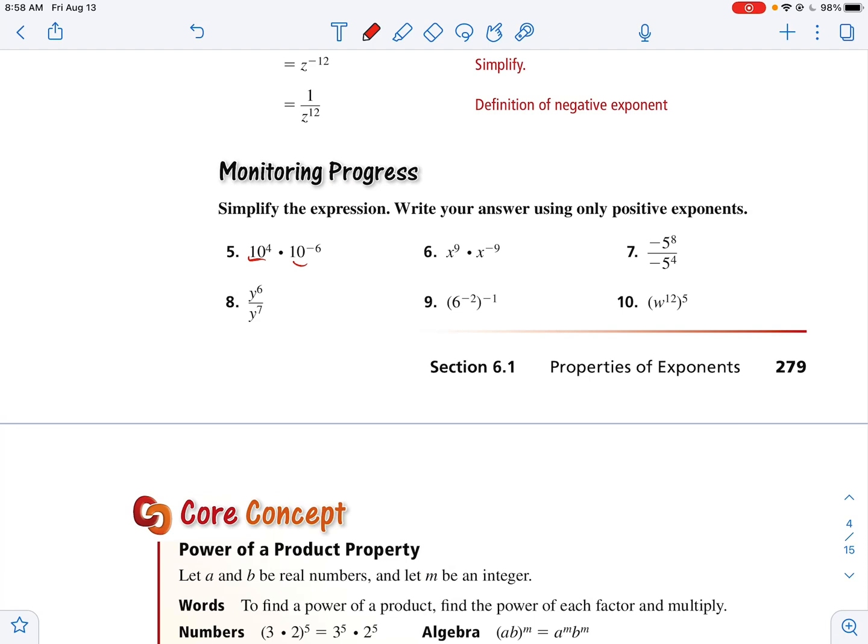Okay, here we go. Same base. They're going to add together. 4 plus negative 6 makes 10 to the negative 2, which means it's going to jump, which is 1 over 10 squared, which is 1 over 100. X to the 9th and x to the 9th, add them together, gives you x to the 0, which is 1.